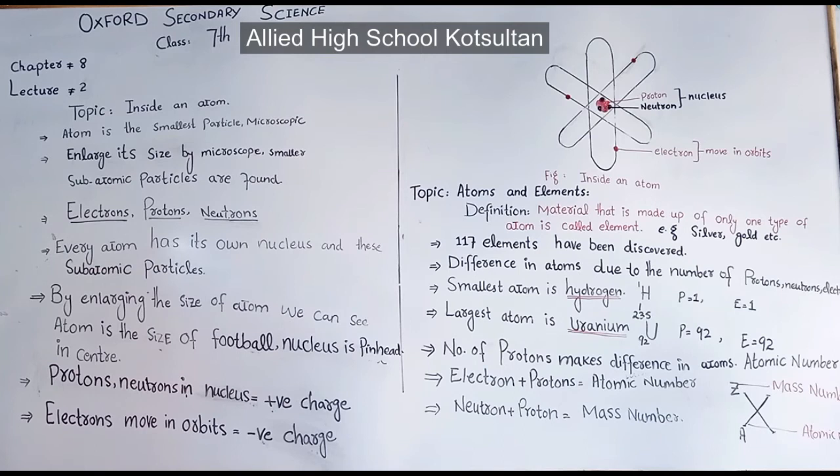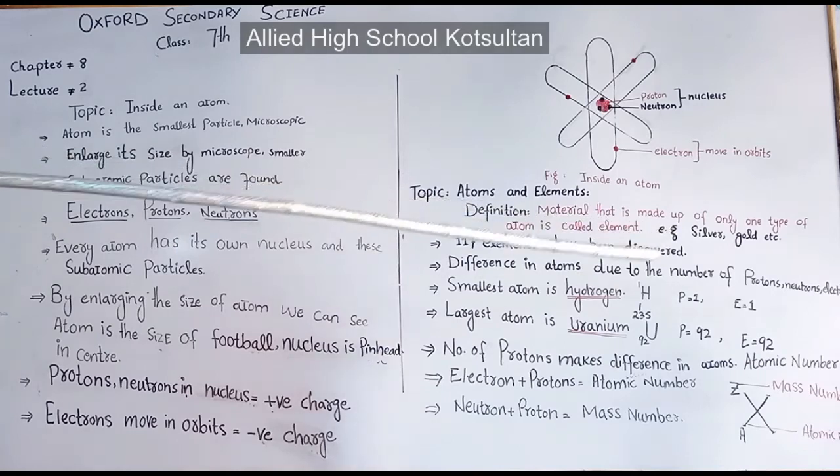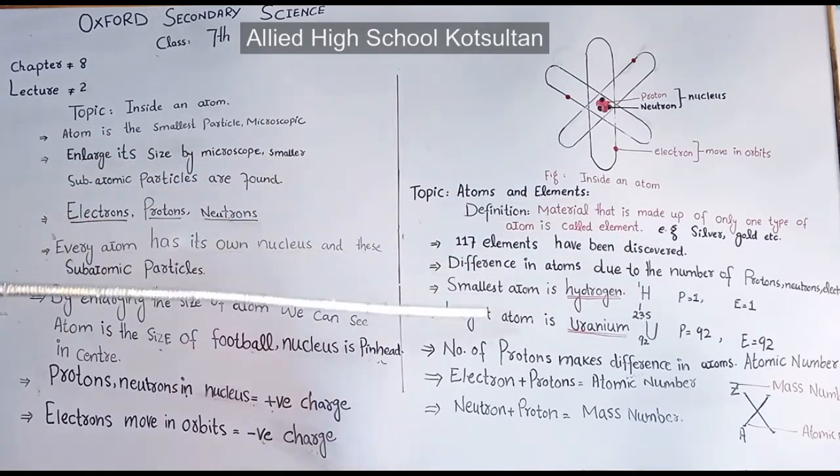If we talk about carbon, then carbon has 6 electrons and 6 protons, while hydrogen has only one proton and one electron. These protons and electrons tell us the difference between atoms, whether it is carbon, hydrogen or uranium. All of them are distinguished by the number of protons, neutrons and electrons.